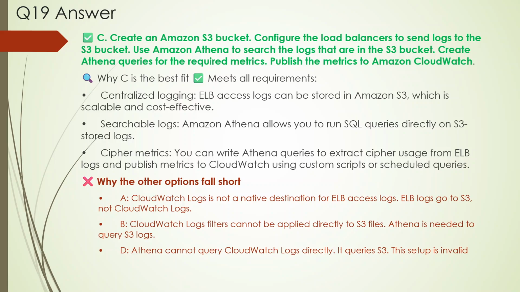CloudWatch Logs is not a native destination for ELB. Access log ELB logs go to S3, not CloudWatch Logs. It's just for EC2, right? CloudWatch Logs filters cannot be applied directly to S3 files. Athena is needed to query S3 logs. Athena cannot query CloudWatch Logs directly. It queries S3. This setup is invalid. That's why C is correct, right?